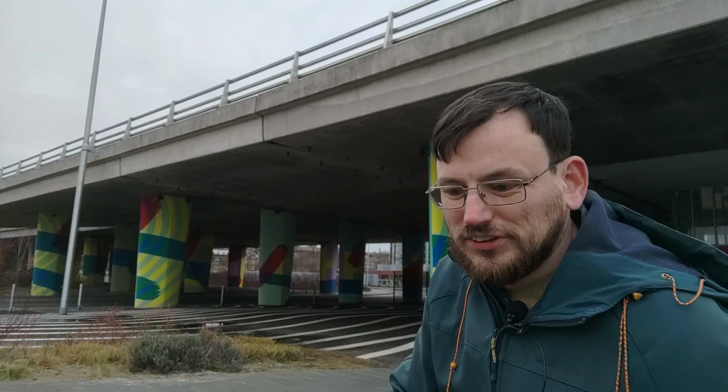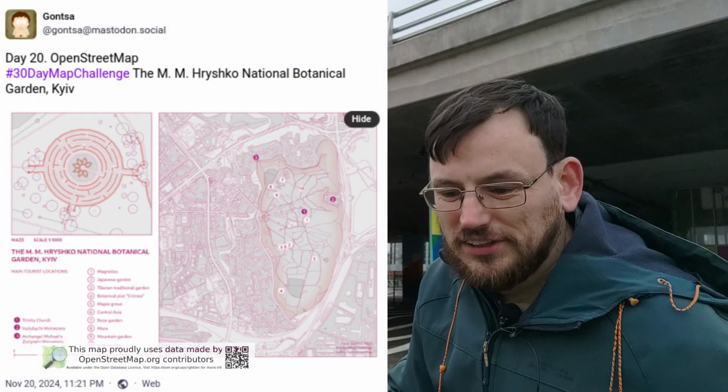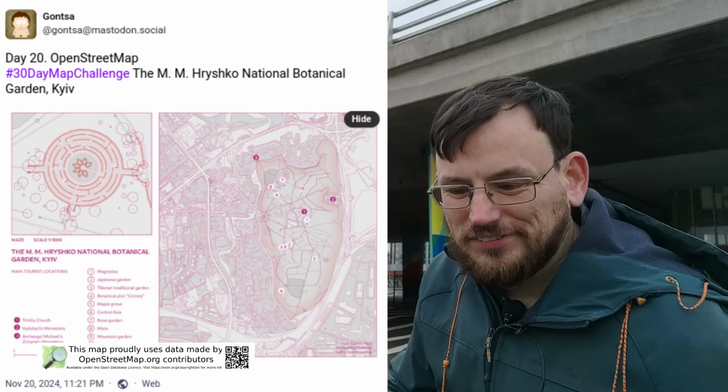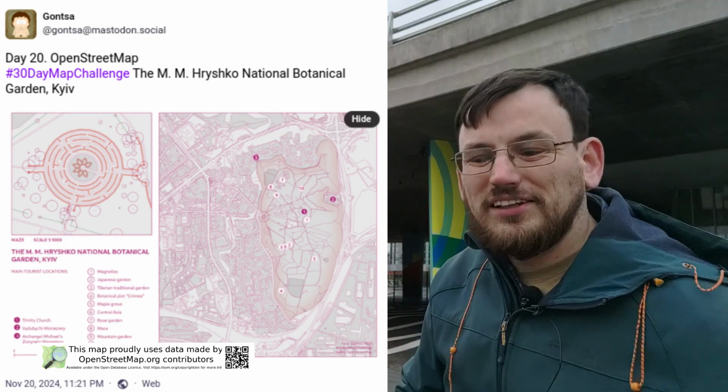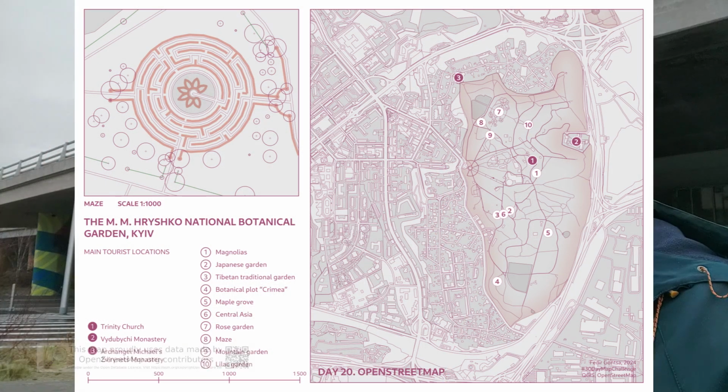I'll move on because I had a few OpenStreetMap ones, of course, to look at. This line style I thought was really nice. The Botanical Garden in Kiev. Yeah, it's like they've not done a lot, but they've also done a lot. I think that was cool and I really liked it.